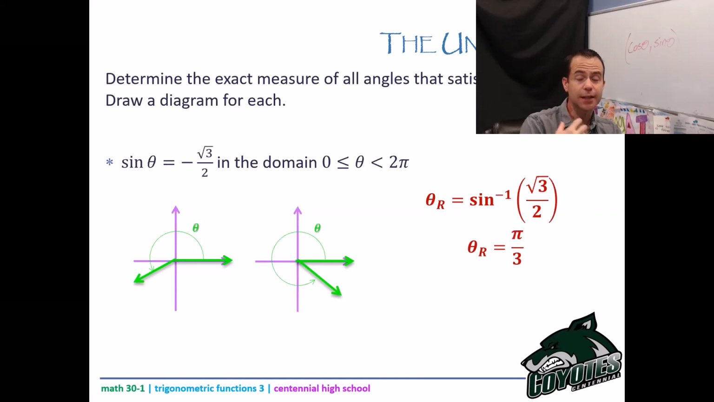If I had just done that in my calculator, I would have gotten some decimal approximation, and I might not be sure that that decimal approximation is exactly pi over 3. So that's where the unit circle will come in handy for these questions, okay?